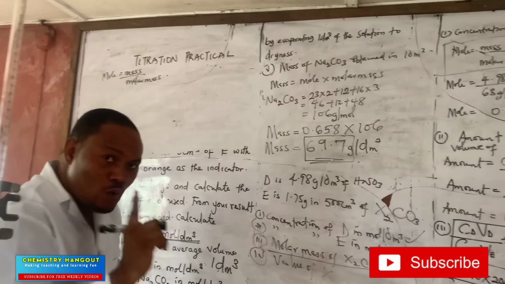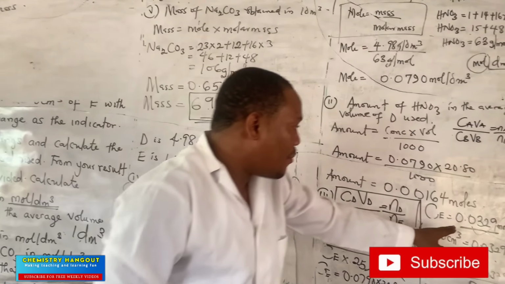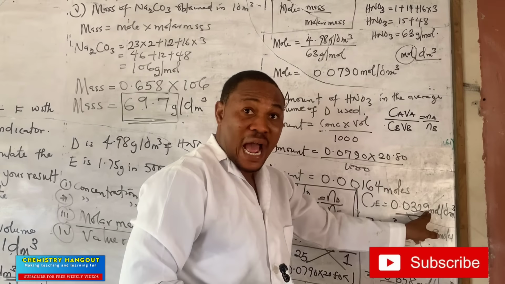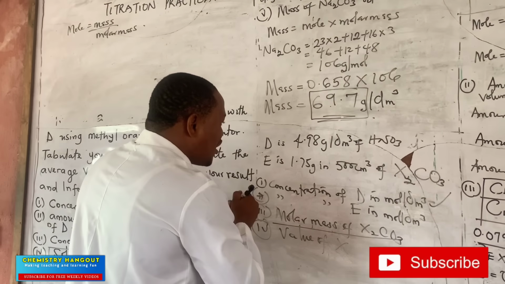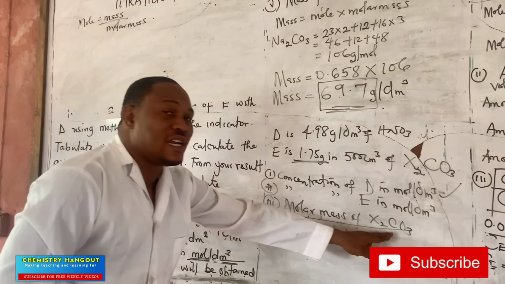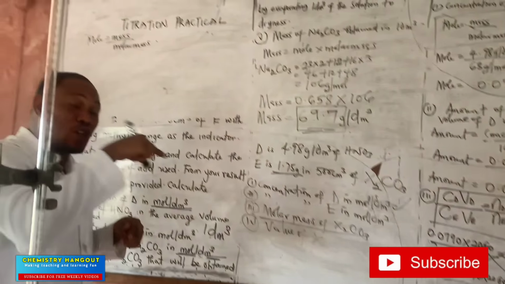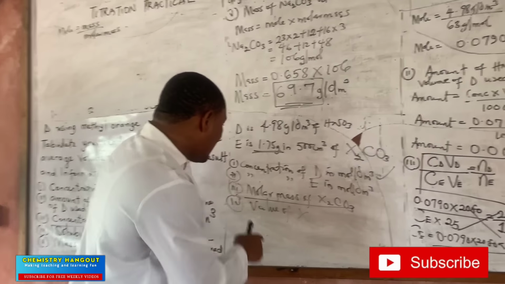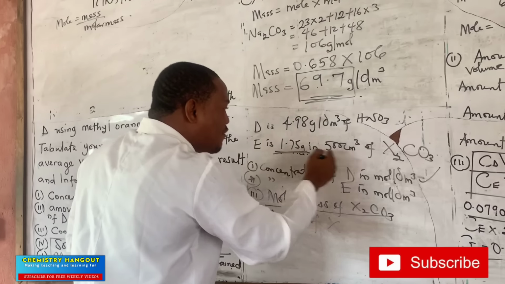Okay, so let's move on now. They now said, what is the mole? We have already gotten our mole. It's 0.0329, correct? So they now said mass. Let's go back to the question now. They gave us mass of E now, because we are looking for the molar mass of X2CO3. X2CO3 is the E. They didn't give us Na2CO3, meaning they asked us to look for the X. So molar mass of this will now mean that 1.75 gram in 500.